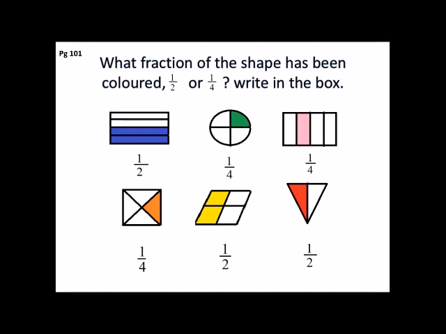1 by 2 means that a shape is divided into two equal parts and one is colored, whereas 1 by 4 means a shape is divided into 4 equal parts and one is colored. Now look at the shapes carefully and write the fraction according to the shape, and match your answers with the solution.